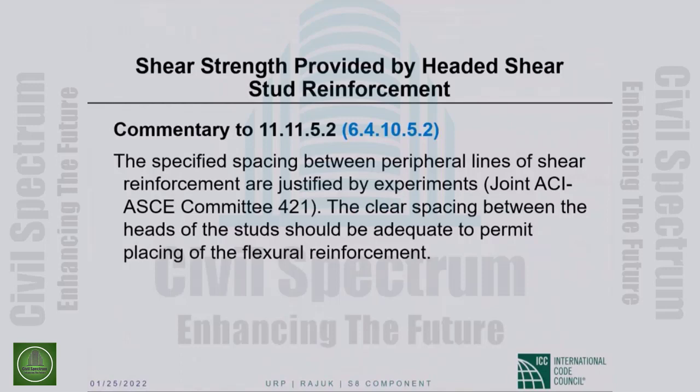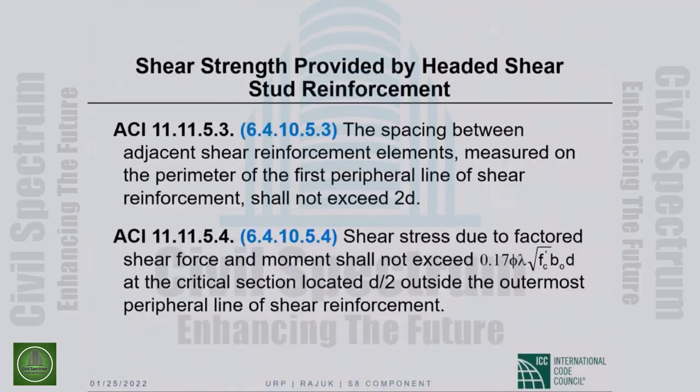The specified spacing between peripheral lines of shear reinforcement are justified by experiments that are reported in that joint committee report. The spacing between adjacent shear reinforcement elements measured on the perimeter of the first peripheral line, etc. So this basically means the spacing between the legs shall not exceed 2D. This is the spacing along the rail, and this is the spacing between the two rails, or the spacing between two legs of the same arm of shear reinforcement shall not exceed 2D.